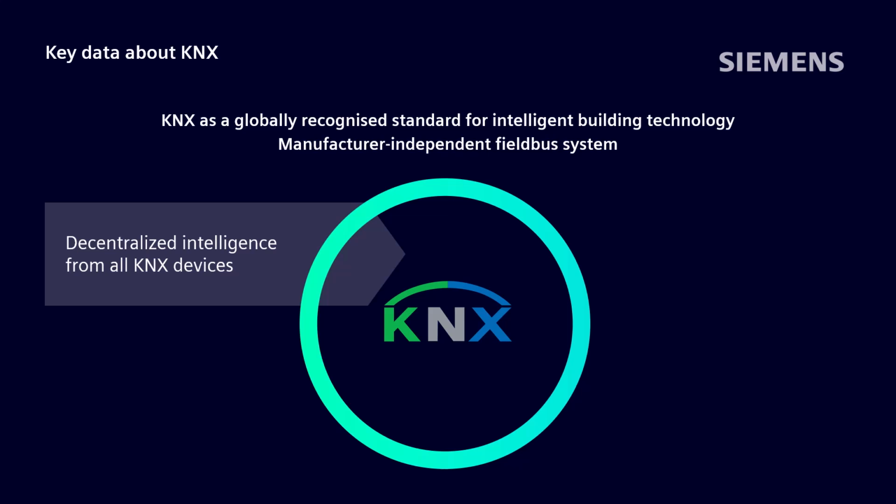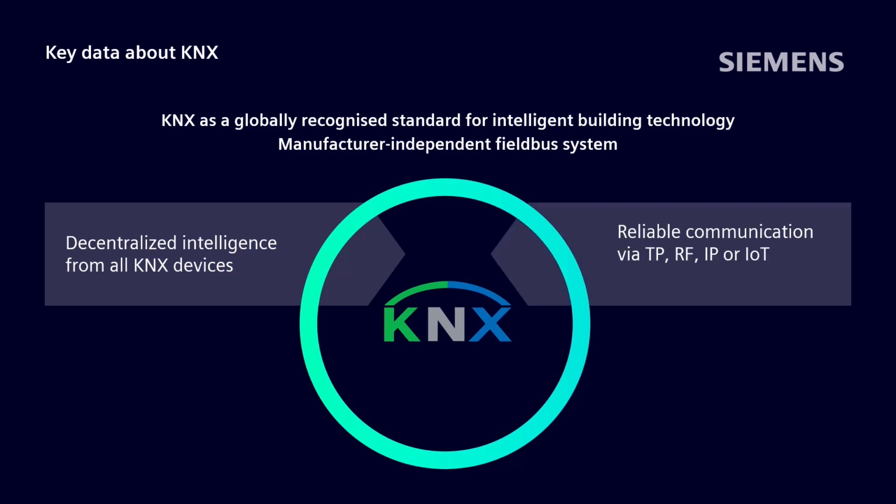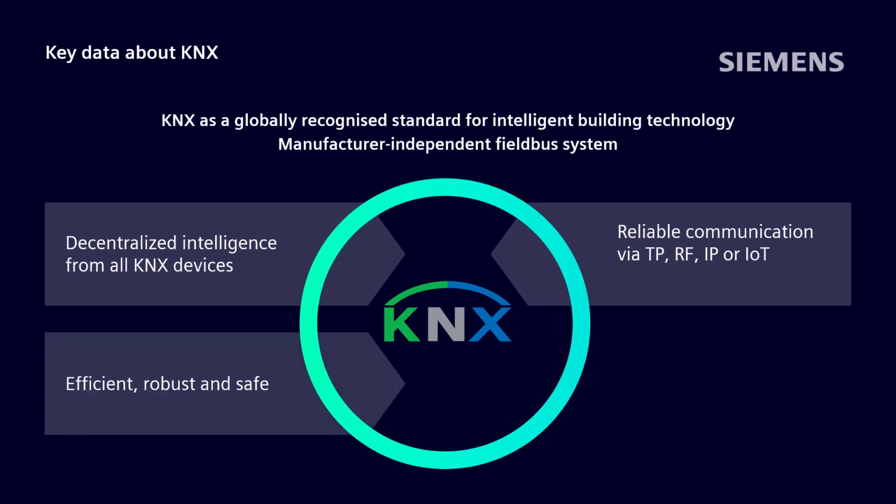In addition to the classic twisted pair line, KNX also supports other reliable communication options such as radio frequency, RF, IP, or IoT. Communication takes place in the form of telegrams, which are clearly structured and prioritized. This ensures that all commands are executed reliably and quickly, even under high system load. Telegrams can be transmitted encrypted via the IP backbone as well as over the bus line. This ensures secure communication. This makes the system efficient, robust, and safe.